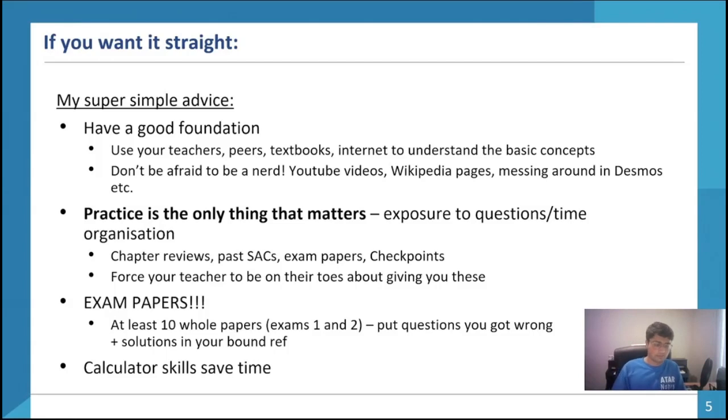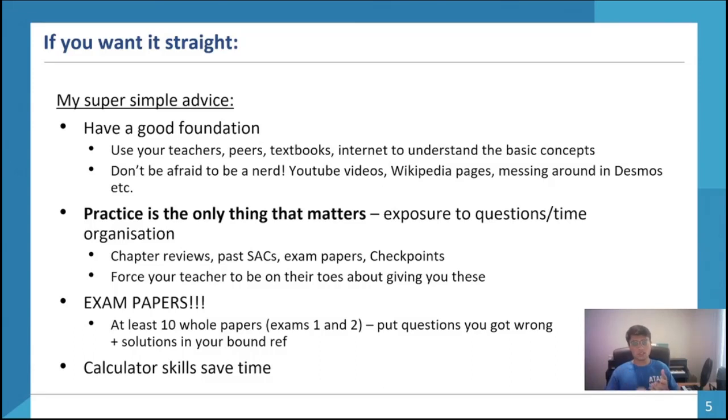So, if you want it straight, here's some points of advice for you. The first thing you want to make sure you have is a good foundation. You can talk to your teachers, you can talk to your peers, look at different textbooks, even look at the internet to understand the basic concepts. This will all help you build towards a really good foundation, and then you can fill in the gaps in that foundation and really have a holistic understanding of the Methods 3-4 content.